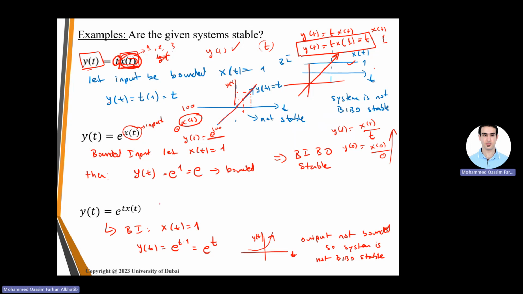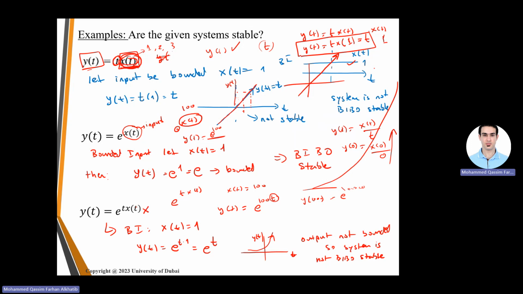Now this one here, e to the power t x of t. Again, assume x of t equal 100. So y of t equals e to the power 100t. So in this case, I have t here. Now, if this t goes high, then the system will go even higher. So y of 1000 will be e to the power, an extremely large value. So as t grows, the system will grow to an extremely high value. So in this case, it is not BIBO stable.